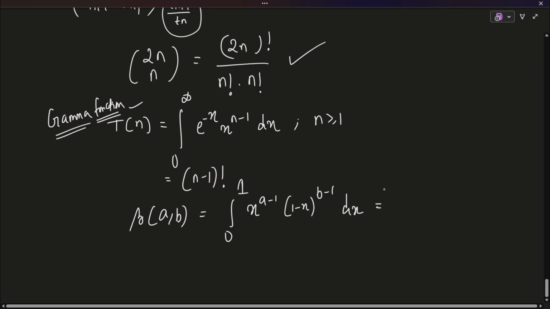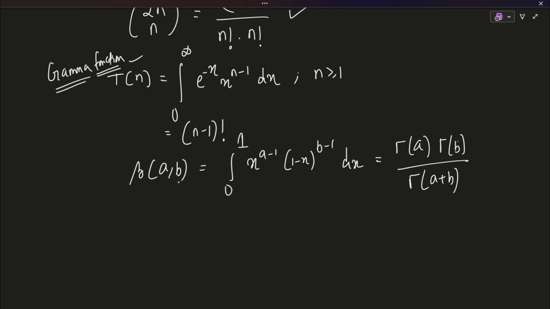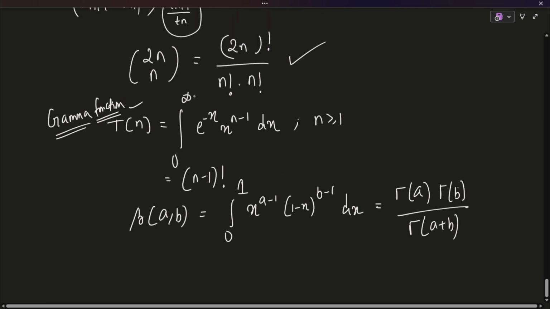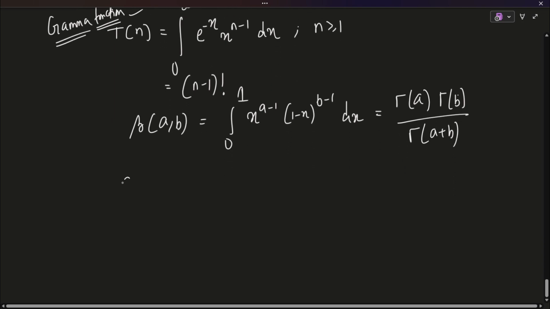Beta has two parameters, and in terms of the gamma function, it is represented as gamma a, gamma b by gamma of a plus b. So you can also write it in factorial notation. Since gamma of a is a minus 1 factorial and gamma of b is b minus 1 factorial, you can write them in terms of factorials as well. Okay, let's now try and see if we can write the central binomial coefficient, that is 2n C n, in terms of the beta function. So 2n C n is 2n factorial divided by n factorial whole squared, correct?